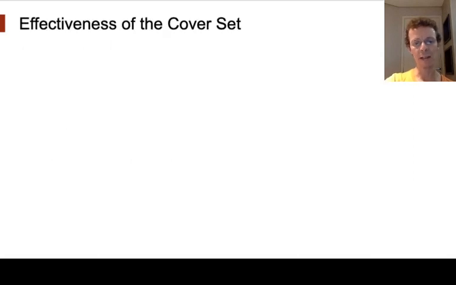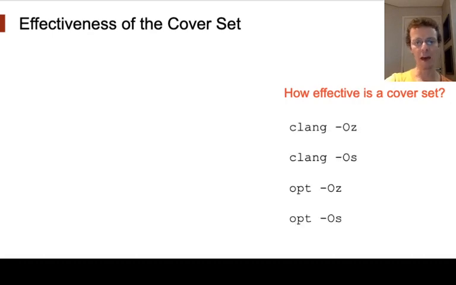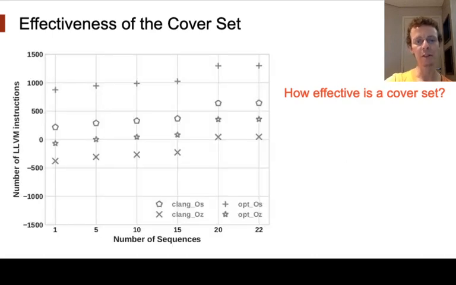And now we want to analyze the quality of the code produced with the sequences in the cover set. The question is, how effective is a cover set when compared to the baseline? As baselines, we have used Clang -Oz, Clang -Os, OPT -Oz, and OPT -Os. This figure shows the average variation in the number of LLVM instructions produced by our covering set when compared to different default sequences. We are considering averages for the 30 benchmarks in the MiBench collection.